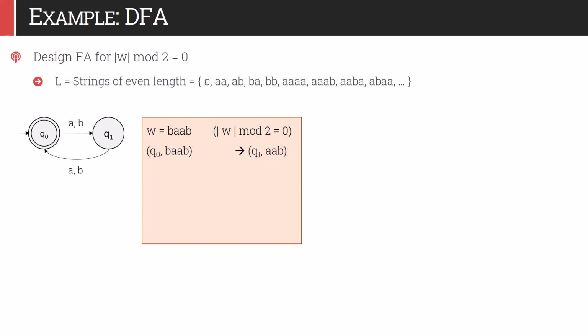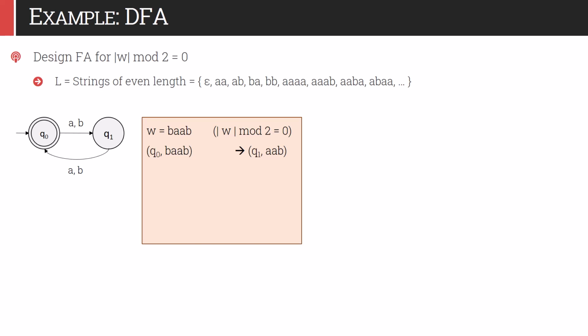Let us simulate it. Consider W equal to BAAB. So length of W mod 2 is equal to 0 here, as we can see. Initially we are in state Q0 and our string is BAAB. For configuration Q0 comma B, reading B from Q0 we move to state Q1. So we are in Q1 and the remaining string is AAB.